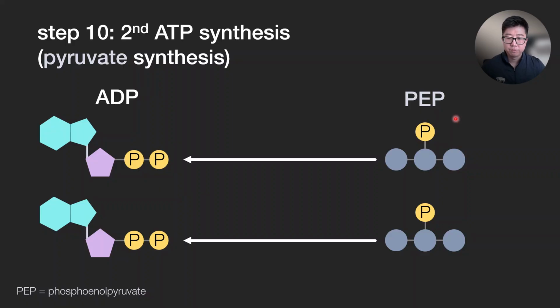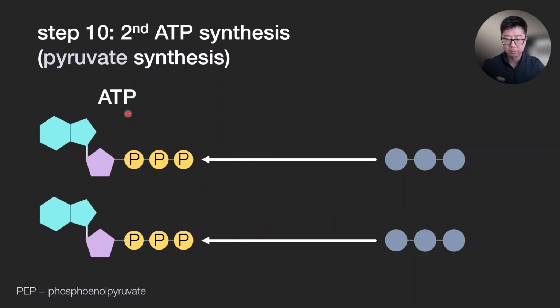So now we finally reach the final step of glycolysis. And at this point, we have 2 molecules of PEP. As mentioned, PEP is a very high energy intermediate, so it's ready to donate its phosphate group, and that phosphate group gets transferred directly to ADP to form ATP. And this reaction is carried out by an enzyme called pyruvate kinase. And because we started out with 2 PEP molecules, this step produces a total of 2 ATP molecules.